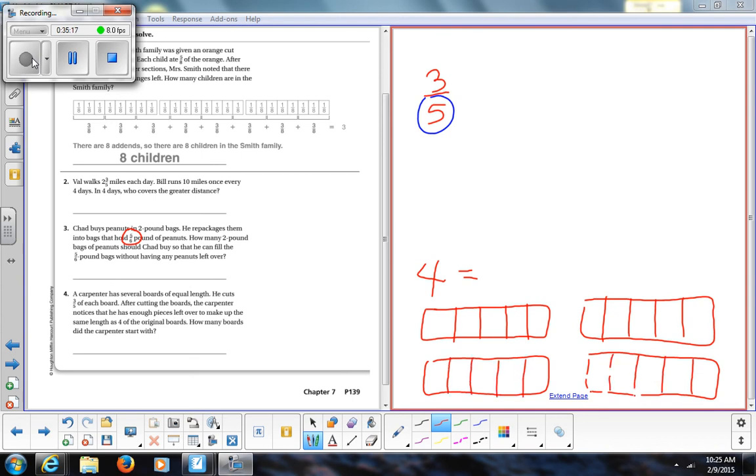Okay, 5 pieces, right? So how many total fifth-sized pieces do I have? Ivan, count again. I have 5 here. I have 5 here. I have 5 here. And I have 5 here. Esme, 20 pieces. Good. Okay, so 4 boards will equal 20 fifth-sized pieces.